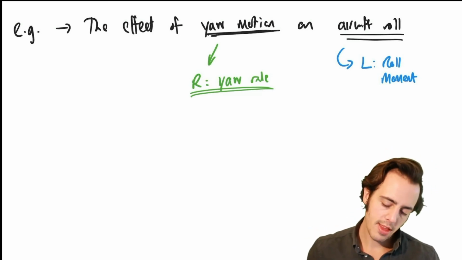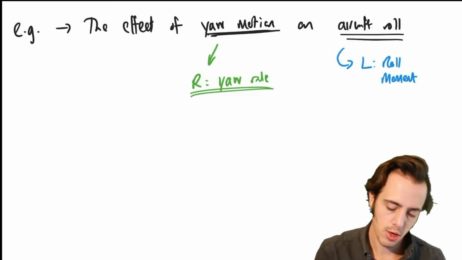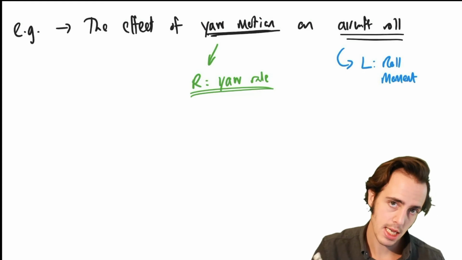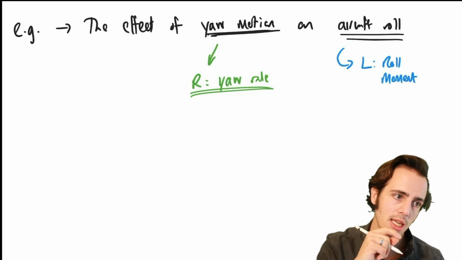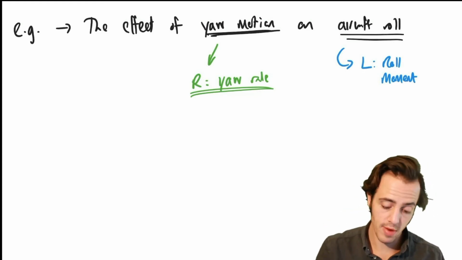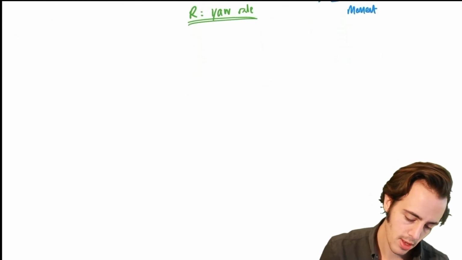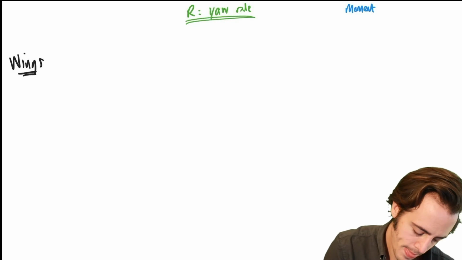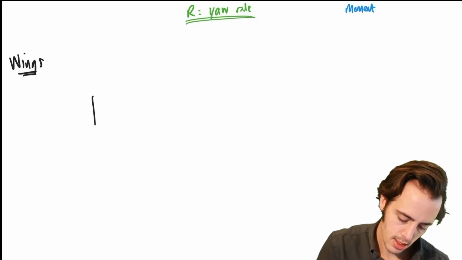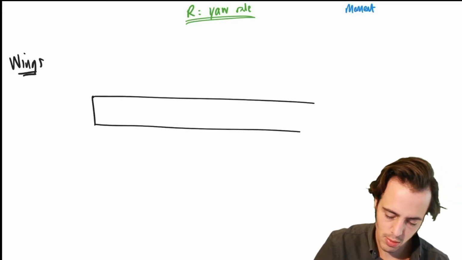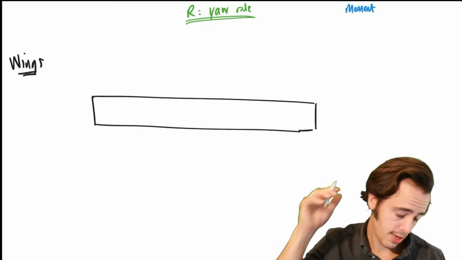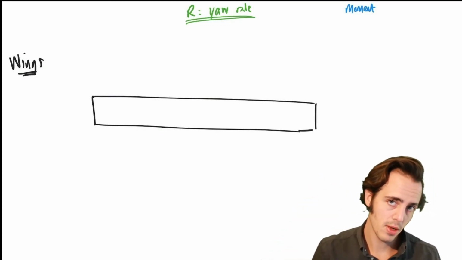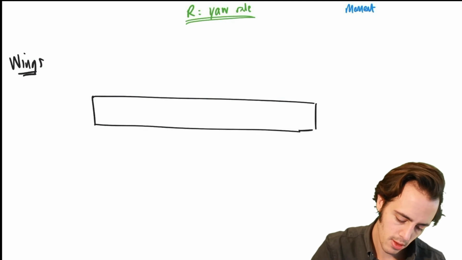So let's think about what happens to the aircraft if we yaw it. We're going to look independently at the wings, and we're going to look at the vertical stabilizer, what happens. So wings. Again, we're just going to look at a simple rectangular wing. There are different effects that occur due to sweep. We're not going to look at those so much. We're not going to look at them at all, actually.